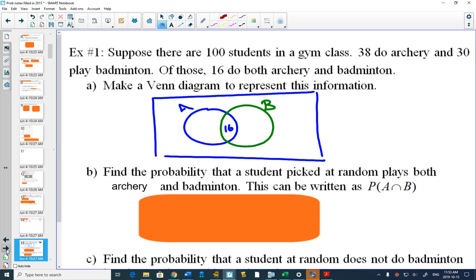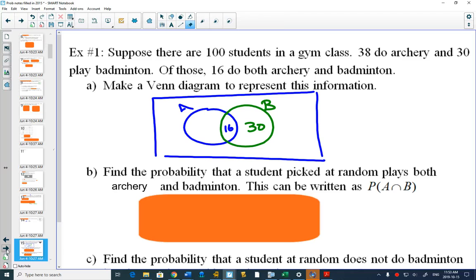Now, the temptation for students is to do this. This is going to be wrong, but you can see if you're tempted to do this. It says 30 play badminton. Someone's going to write 30 there. This is not correct, because right now, inside the green circle, what do our numbers add up to? 46. There's not 46 people that like badminton.